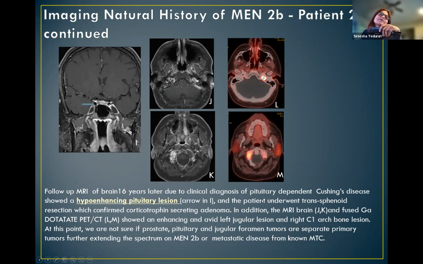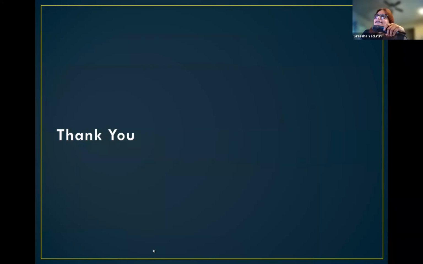So this patient underwent transsphenoidal resection, and it confirmed a corticotrophin secreting adenoma. But the brain MRI also showed an enhancing nodule here along the jugular foramen. So this is a new lesion, and there is a metastasis along the right C1 arch. At this point, we don't know. This is very recent. We don't know if these are primary separate tumors, if these are metastases, or if we are extending the spectrum of MEN2B now that patients are living longer. And that's it. Thank you.